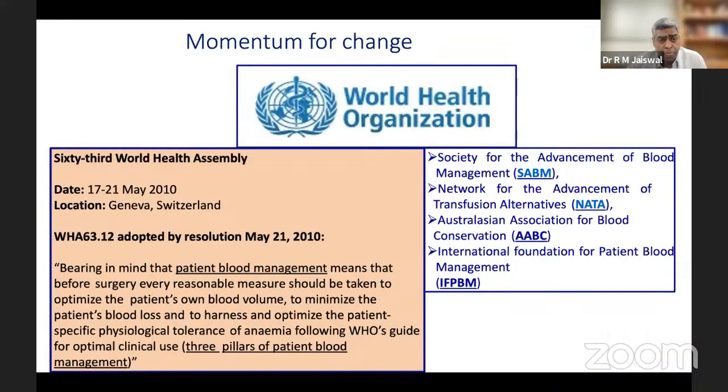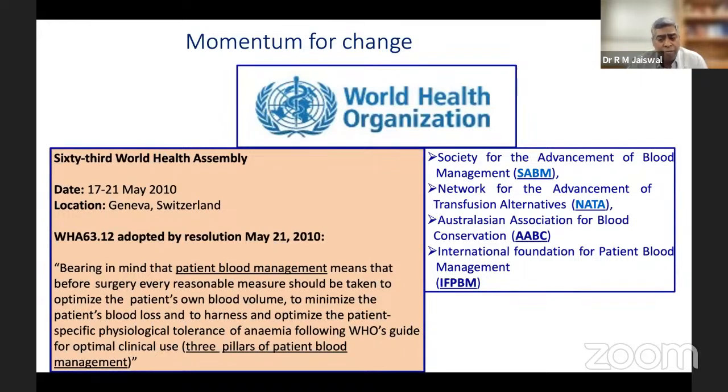And for this, WHO, especially in the 63rd World Health Assembly in 2010, adopted the resolution, bearing in mind that patient blood management means that before surgery, every reasonable measure should be taken to optimize the patient's own blood volume, to minimize the patient's blood loss, and to harness and optimize the patient-specific physiological tolerance. So this is a very important aspect.